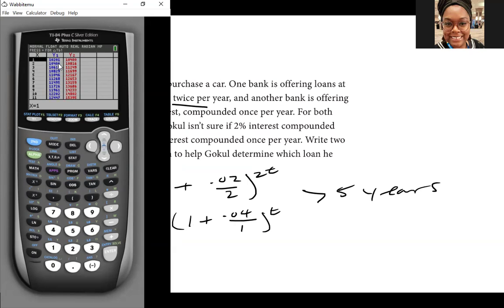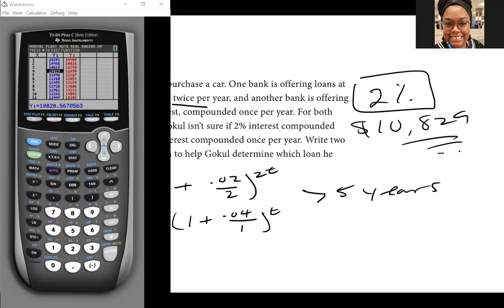All right, so after year 1, here we are. Okay. After year 2, here we are. Year 3, year 4, year 5. So which is the better option that he should take? Option 1. Okay, the 2%. The 2% is the better option because do I want to pay more or less for my car in the end? Less. So 2% is our best option, because after 5 years, he will only have paid $10,829.